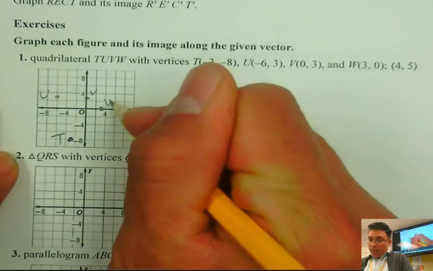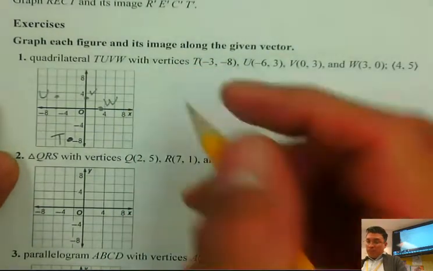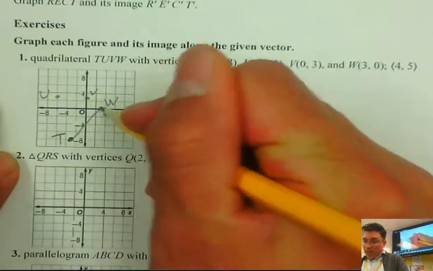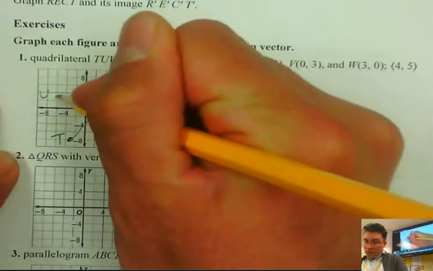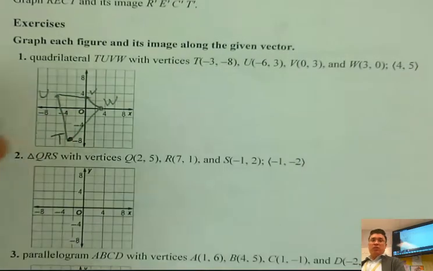So that is W. So now once we got those 4, we're gonna connect them. So then we're gonna have this there and this. Did you get the same?